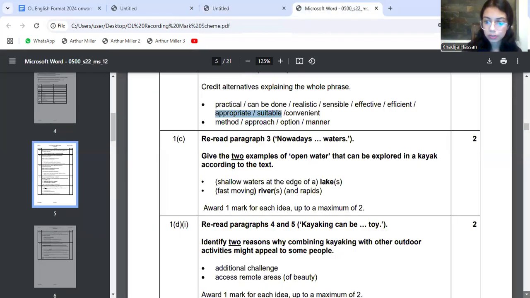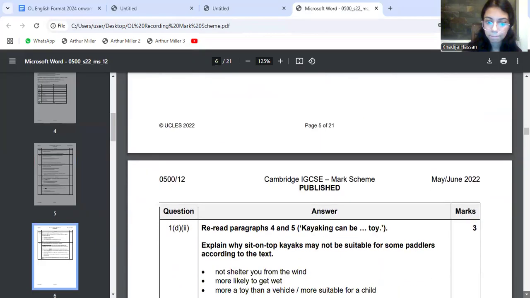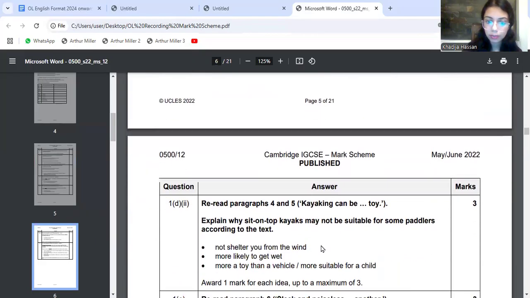So let me just check this from the mark scheme again. Right, so there's no shelter from the wind, you're more likely to get wet, and it's more a toy than a vehicle, more suitable for a child.